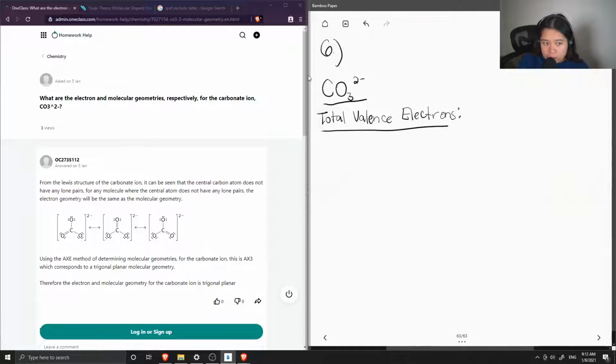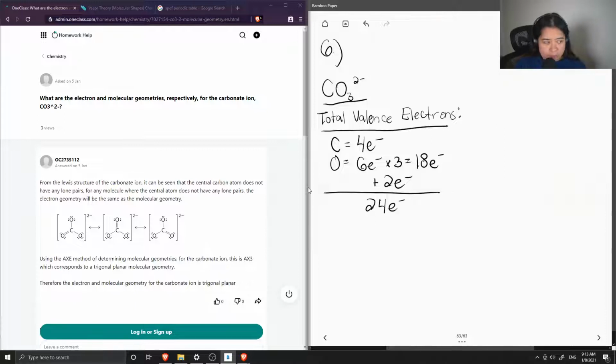So in the case of a carbon atom, carbon has 4 valence electrons, and oxygen atoms contain 6, and we have 3 oxygen atoms, so we multiply this by 3. And notice that the ion has an overall 2- charge, so I'm going to add an additional 2 electrons to our total number. And if we were to add this all up, we would get 24 valence electrons.